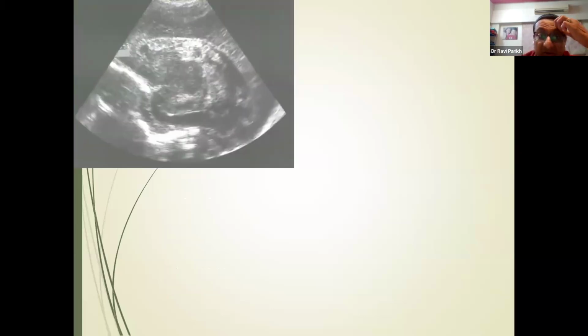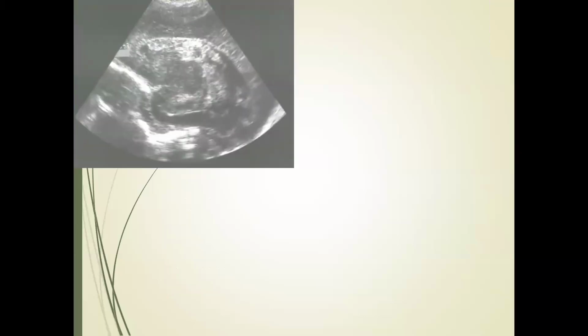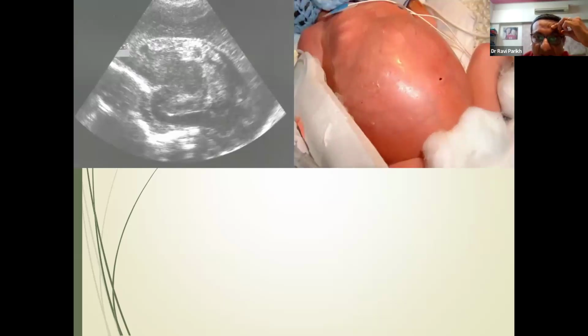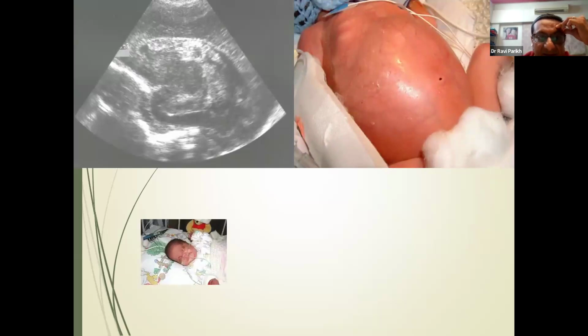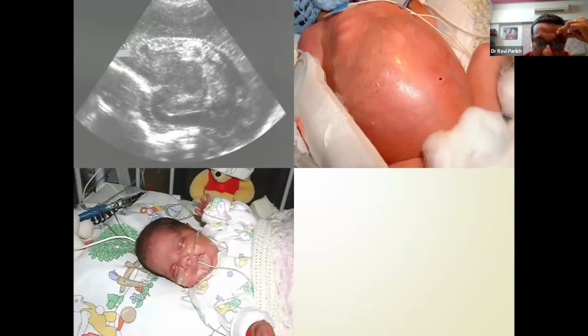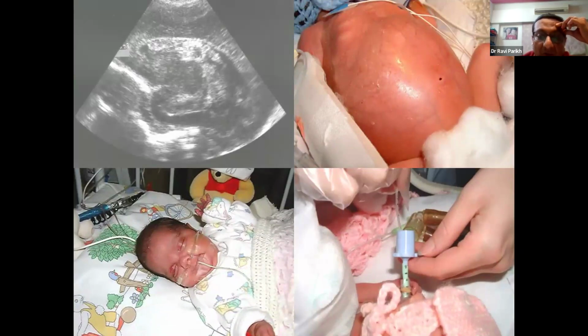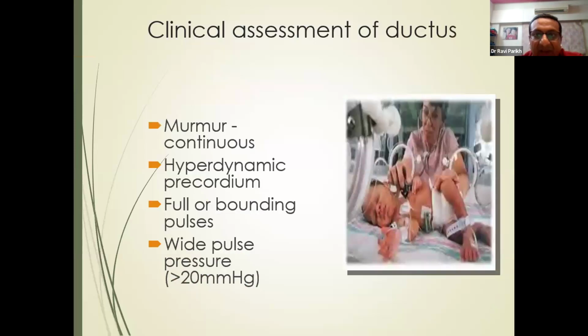Large PDA has been attributed to intraventricular hemorrhage. It has been attributed to NEC. It has been attributed to chronic lung disease because of constant pulmonary flooding, and it can acutely cause pulmonary hemorrhages. So in some babies, it can be problematic as well. So now we are learning assessment of PDA as well.